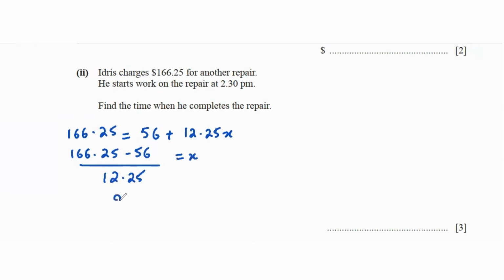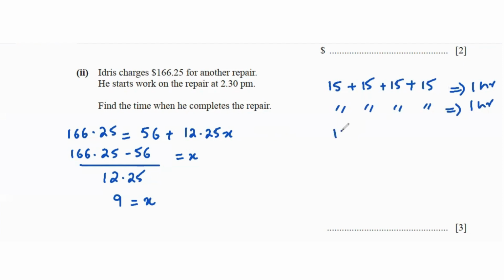So this is going to be 9. So he used 9 15 minutes. So that means 15 plus 15 plus 15 plus 15, that is 1 hour. He's using 9 15s. So another 15, 15, 15 is going to be another 1 hour. And now we're left with 15 minutes. So this all adds up to 2 hours and 15 minutes.